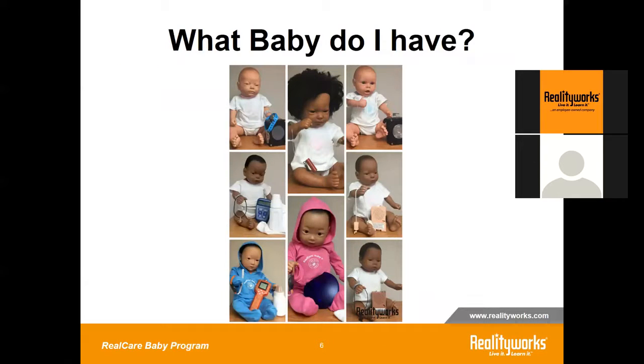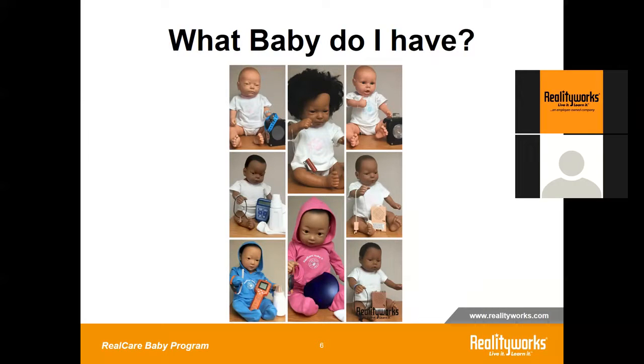So what baby do I have? We're just going to go over a few ways you can determine which version you have. If you look at this picture and any of them look pretty familiar to you, chances are these are probably out of date babies.